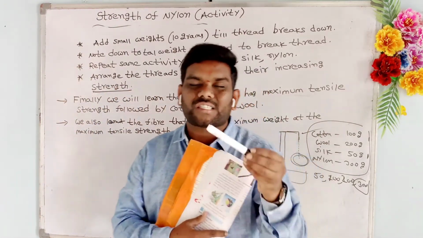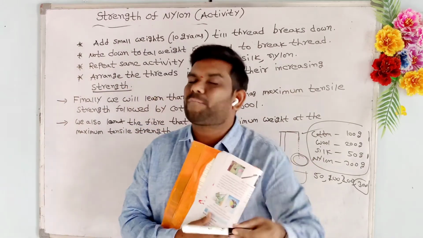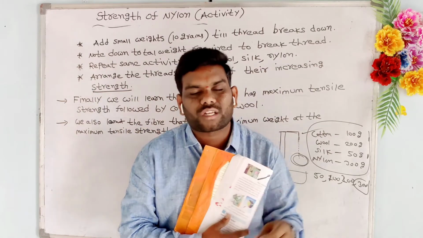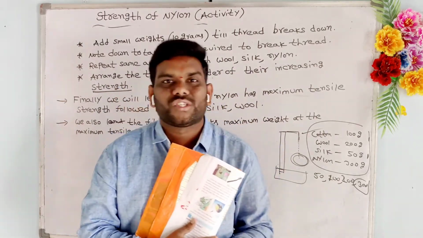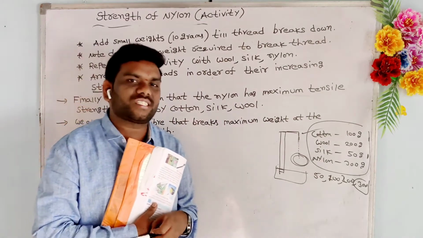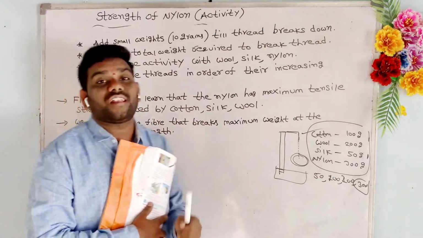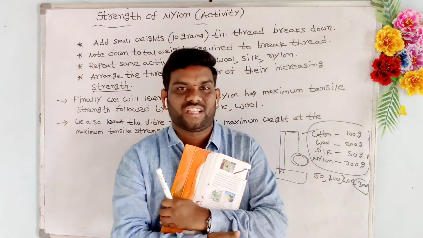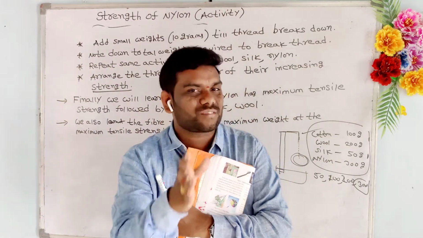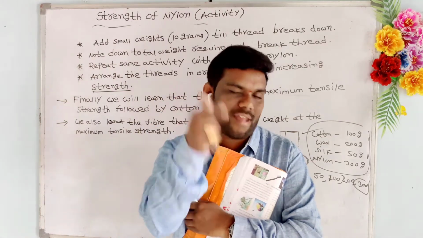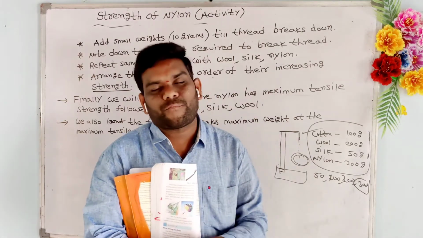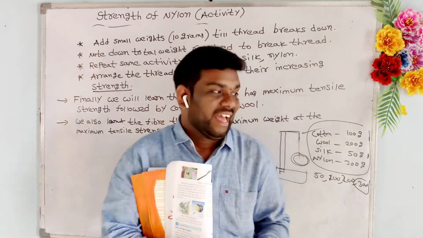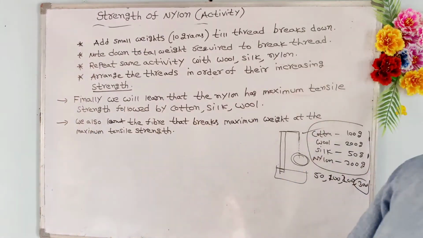So repeat this activity with different fibers: cotton, wool, silk, nylon. So arrange these weights in decreasing order. Then finally, nylon has maximum tensile strength and maximum weight. I will enter into another fabric, rayon. Rayon is very important.